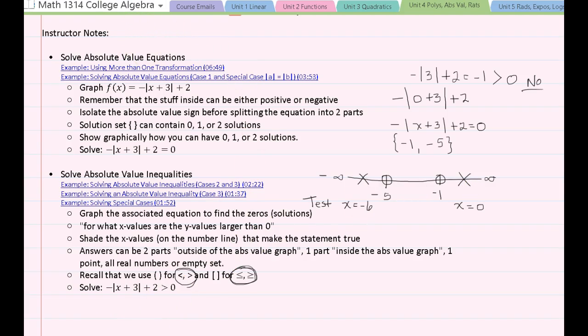Let's pick a number between negative 5 and negative 1. I'll pick negative 3 and plug it into our inequality. This will give me negative absolute value of negative 3 plus 3, plus 2, and we can see that that equals 2, which is greater than 0. So this is the only interval in the solution set. Because we have open circles, our solution set is the open parentheses of negative 5, comma, negative 1, close parentheses.